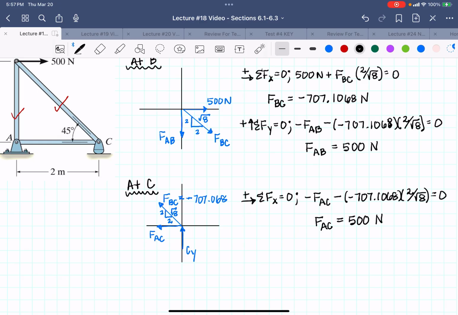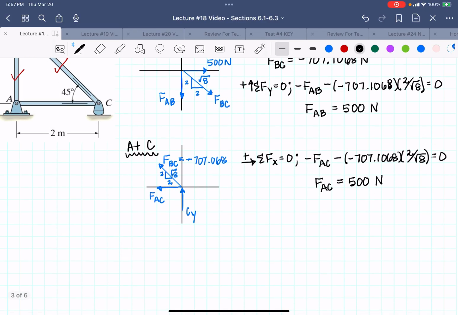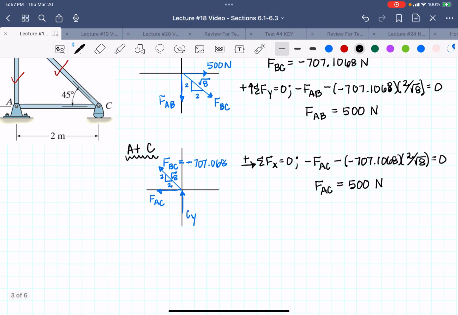So now I've got all of my answers, but I need to write the information out as my solutions. So what I'm going to do now is draw my solutions. I'm going to write them out and box them so it's obvious what they are. So first we solve for FBC, and it is 707.11 newtons, and it is negative, so it is going to be in compression. So we're going to put a C.